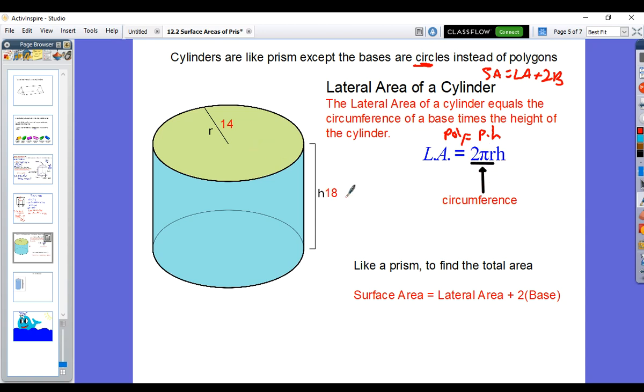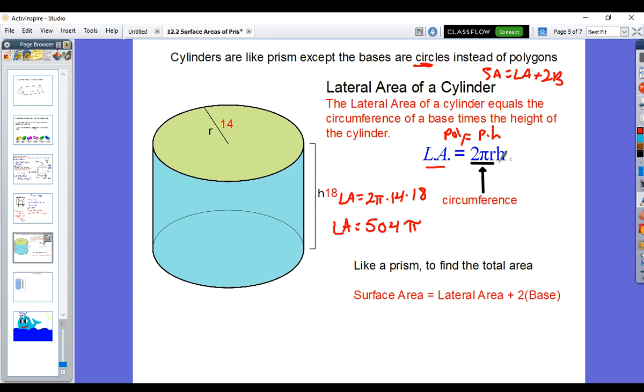So let's find the lateral area. Lateral area here is equal to 2 times pi times our radius, which is 14, times our height, 18. Now remember, we want to keep this in terms of pi till the very end, because if we round too early, sometimes we'll get off. As we were doing it in class, some of us used 3.14 at the very beginning. Plus, if we keep it in terms of pi, that helps us have an easier number to deal with until the very end. So we take 2 times 14 times 18. We end up getting the lateral area of 504 pi.